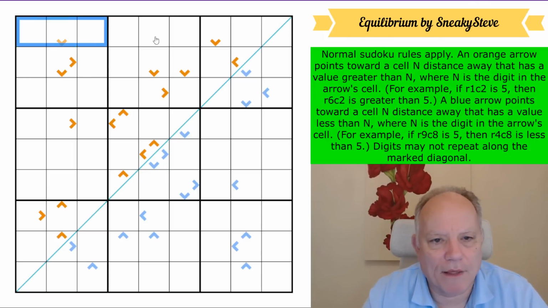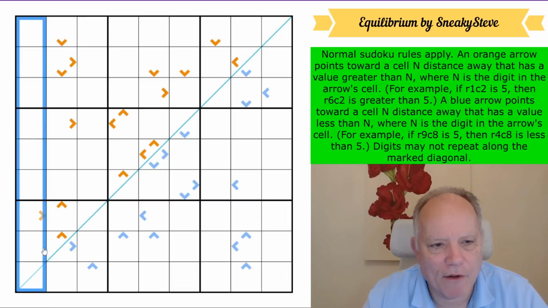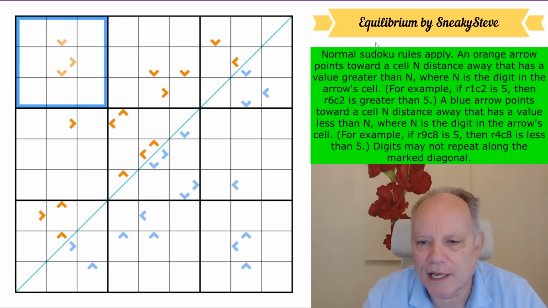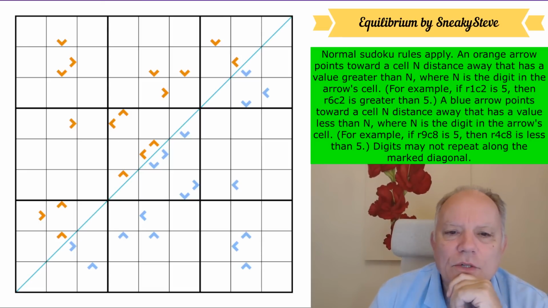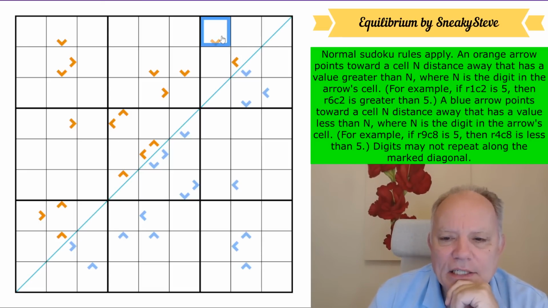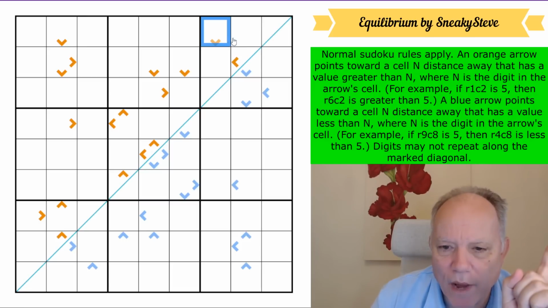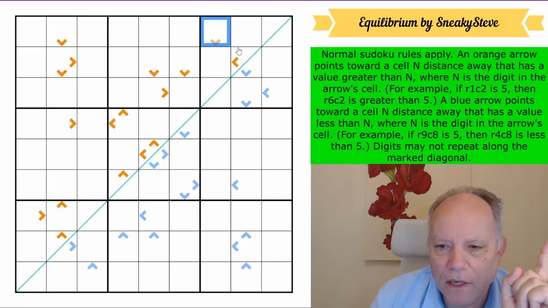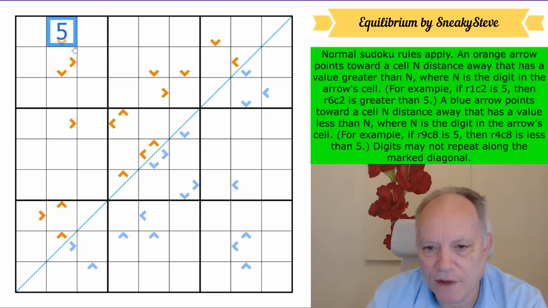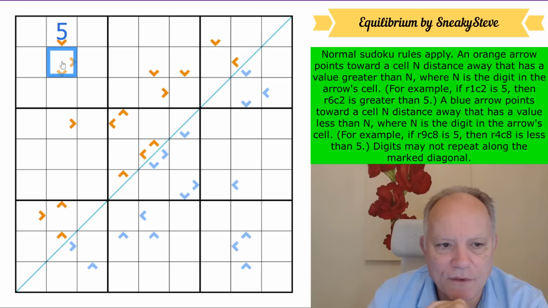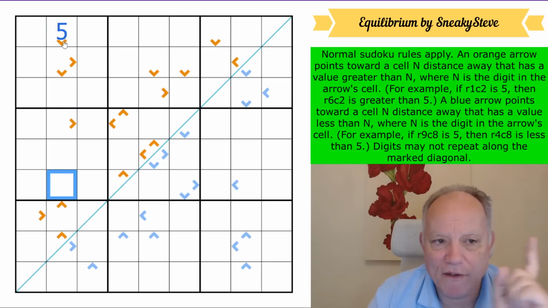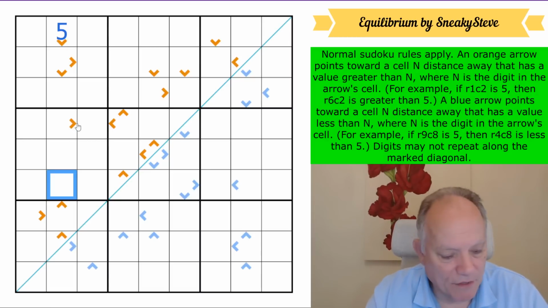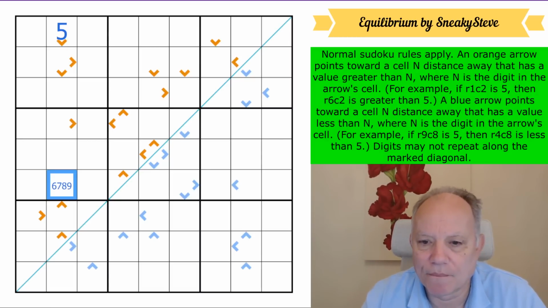Normal Sudoku rules apply. That's just putting 1 to 9 in every row, every column, and every 3 by 3 box. So we'll try and do that. Now, an orange arrow points towards a cell n distance away that has a value greater than n, where n is the digit in the arrow's cell. So let's start with the example. For example, if row 1, column 2 is 5, then 5 cells away from that, where it's pointing here, is a digit that is greater than 5 because the arrow is orange. So that would then be 6, 7, 8 or 9.